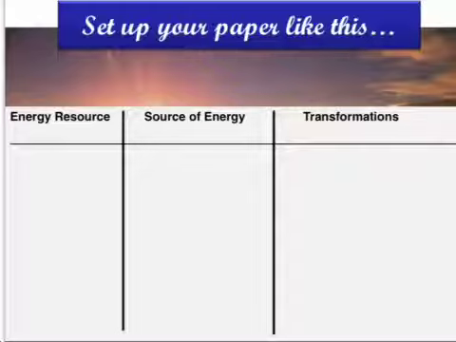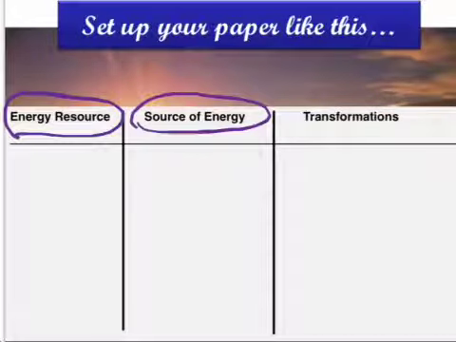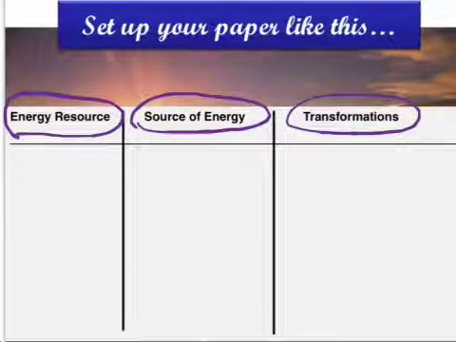I want you to start off by setting up your paper as I've shown here. You can do your paper sort of the long ways or straight up and down. It doesn't really matter. And remember to leave room for a summary at the bottom of your page. But you need to make 3 columns. One entitled Energy Resource, one entitled Source of that Energy, and finally the third column entitled Transformation, so what transformations are going on with that energy resource.